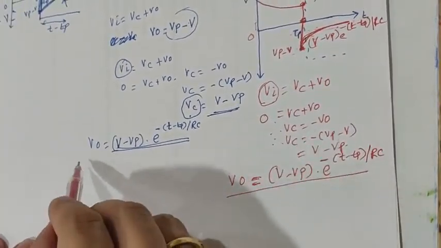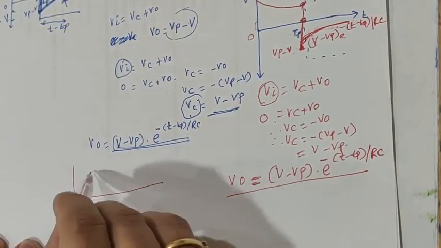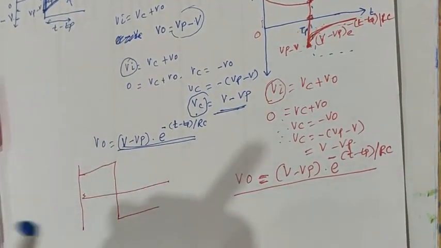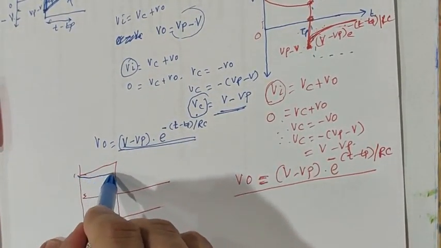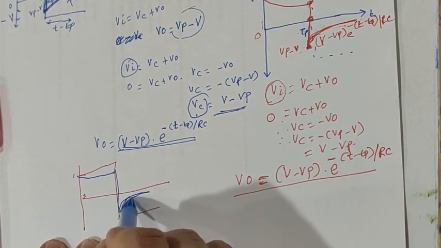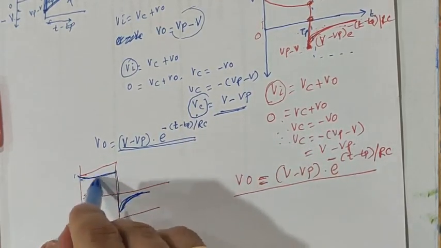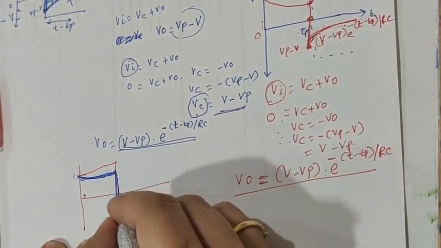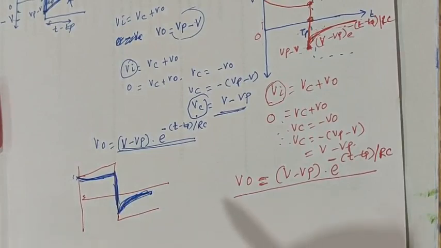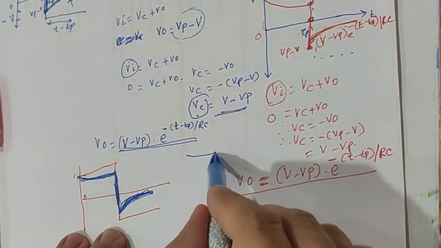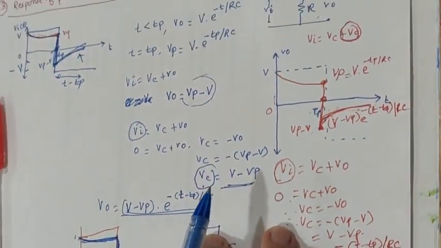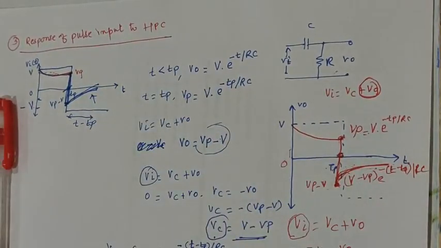So see what has happened. You have applied a waveform which is kind of this, and the output that you have achieved is kind of this. See this. From here it will fall and then it will discharge. I will just darken it up for you so that you can understand. Applied was a pulse signal, and the waveform that you got is a kind of waveform like this. So this is the response of pulse input to the high pass circuit.